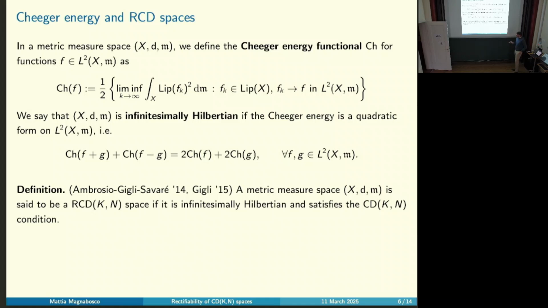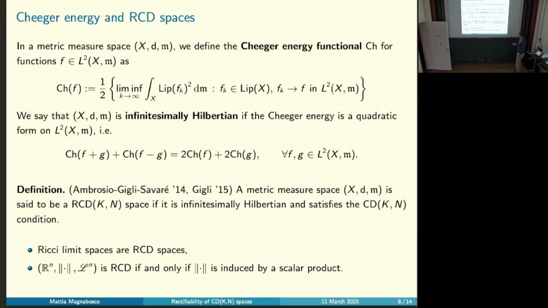For example, Ricci limit spaces, meaning measured Gromov-Hausdorff limits of Riemannian manifolds, are RCD spaces, and of course also Riemannian manifolds are RCD spaces, while for normed spaces this is very different, because if we have Rn with a norm and Lebesgue measure, now this is RCD only if the norm is induced by a scalar product.